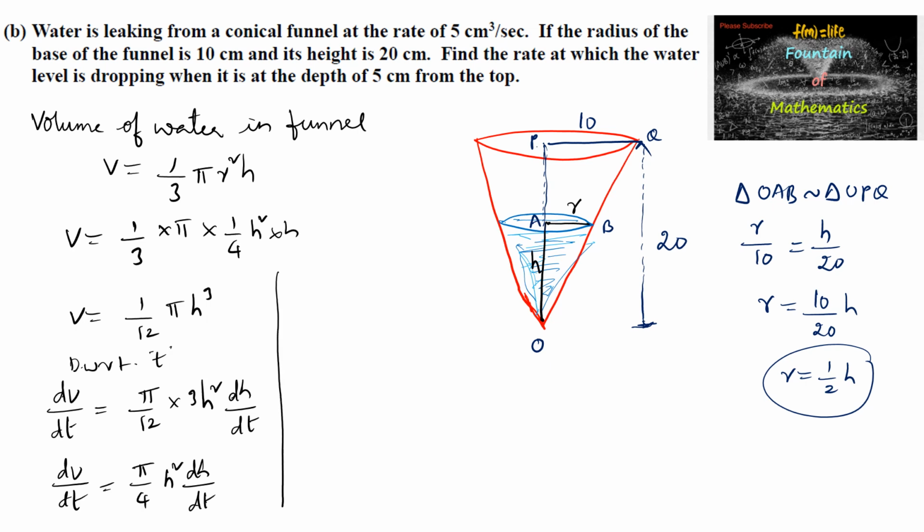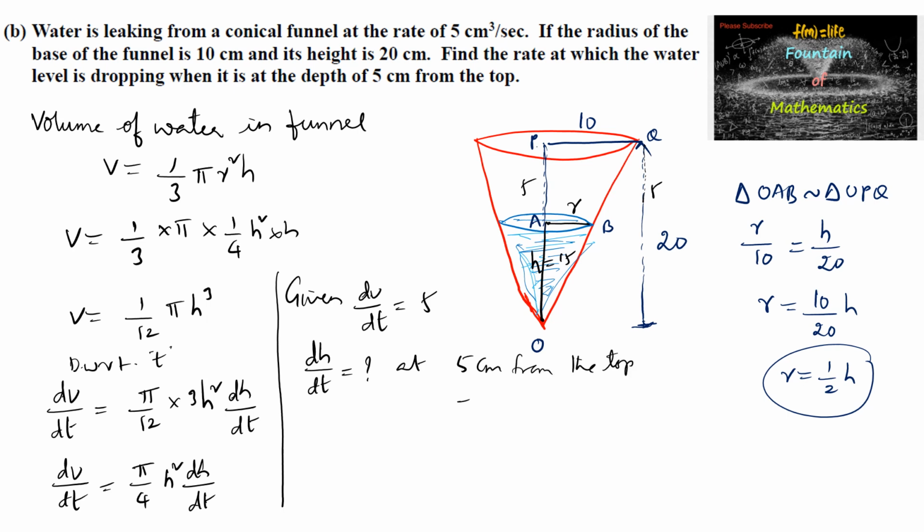Now our question is, it's given water is leaking at the rate of 5 centimeter cube per second, that is dV by dt is equal to 5, and we need to find the rate at which the water level is dropping, that is dH by dt, when it is at the depth of 5 centimeter from the top. When it is 5 centimeter from the top, we can say that the water level H is equal to 20 minus 5, which is 15.